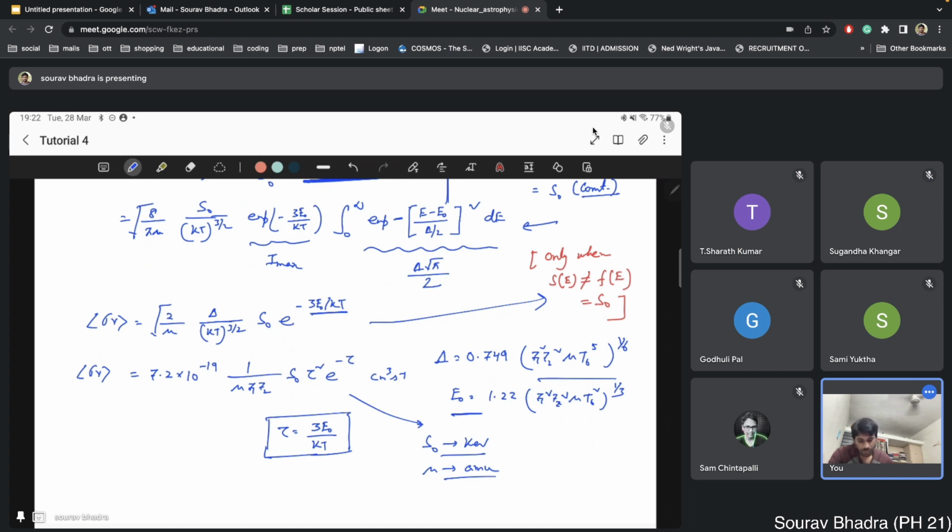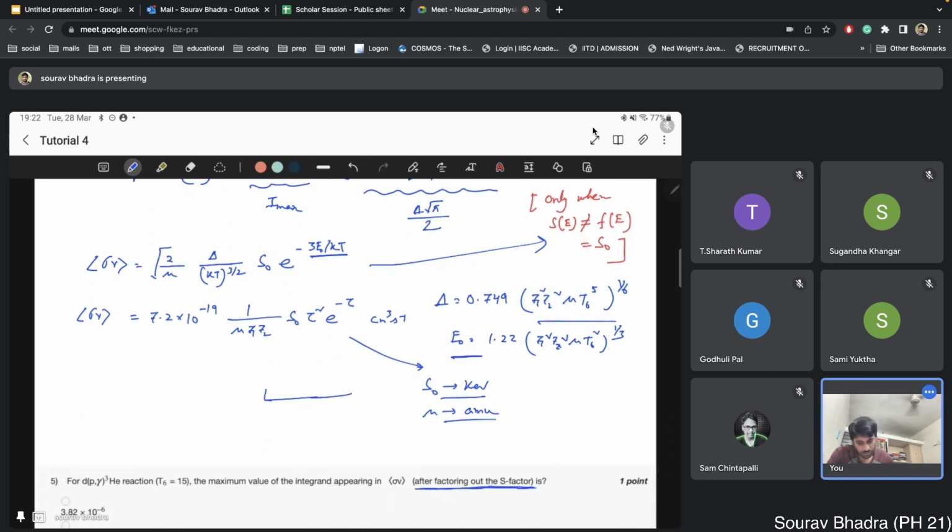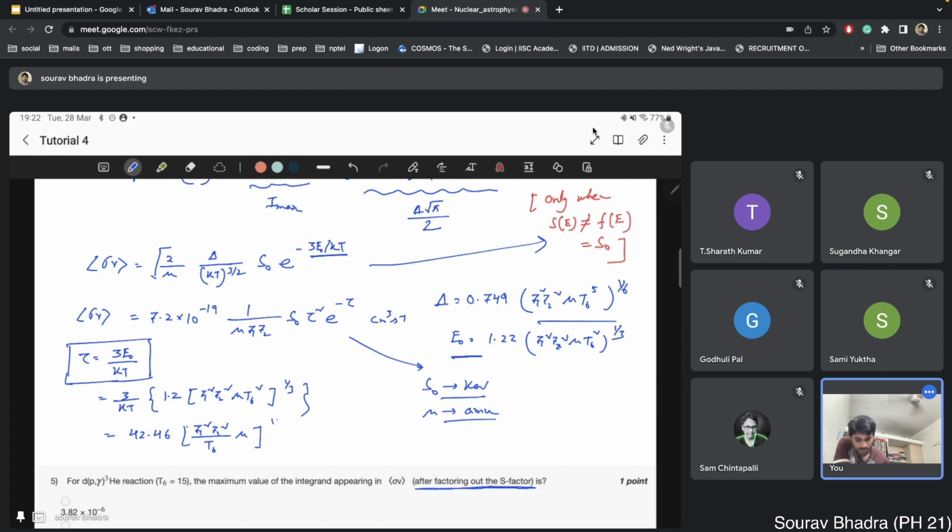So tau was 3 E0 by kT. Now if you put 3 by kT, E0 as 1.2 (Z1 squared Z2 squared mu T6 squared) to the power 1 by 3, then you will get a value of 42.46 (Z1 squared Z2 squared by T6 mu) to the power 1 by 3. So this is the thing, that tau is this much only when your S is not a function of energy.